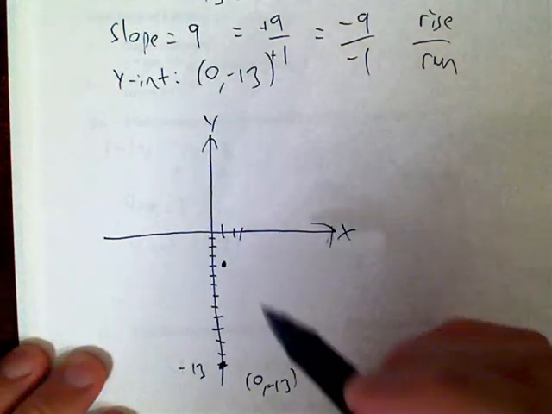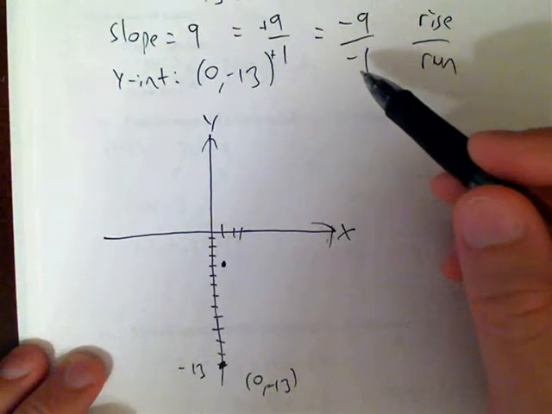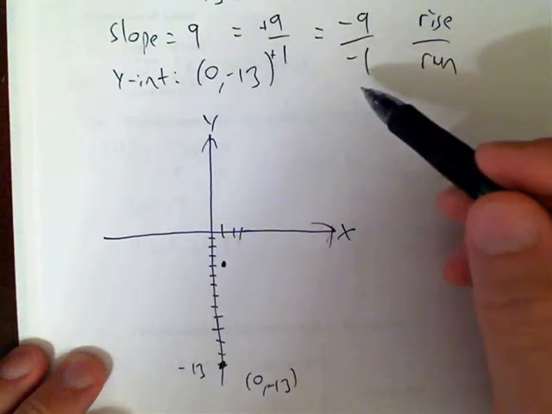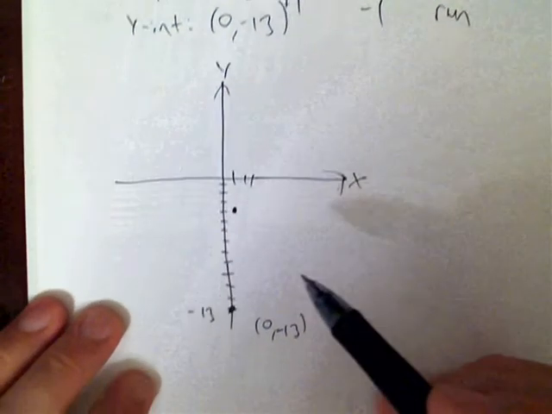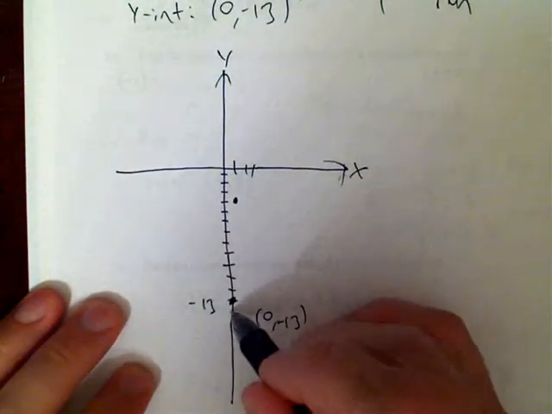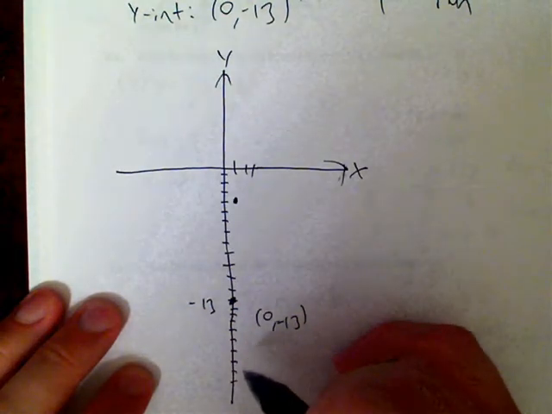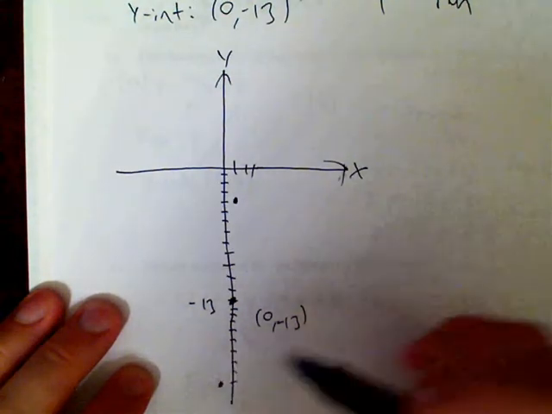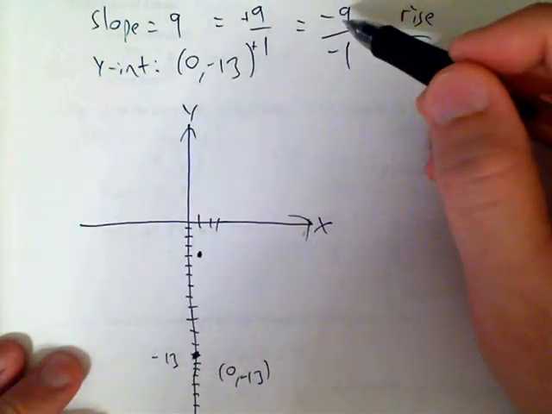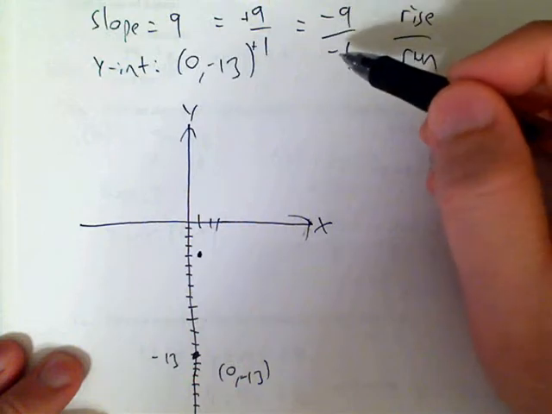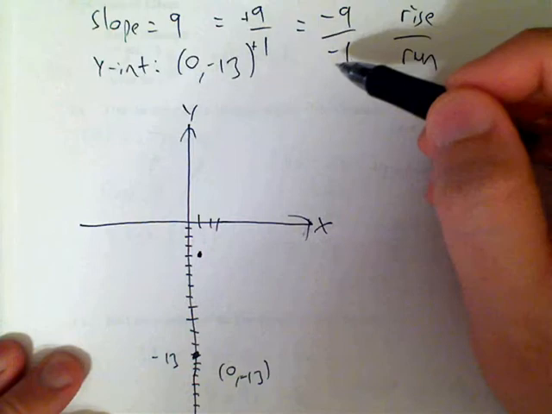Now, we easily could have taken negative 9 over negative 1, not common, it's different, and went the opposite direction. We could have gone down 9, and then to the left 1. The reason why is negative 9, you rise down, because negative means down for the y values. And we would run to the left 1, because negative is left for the x values. And that's how we could get that second point.